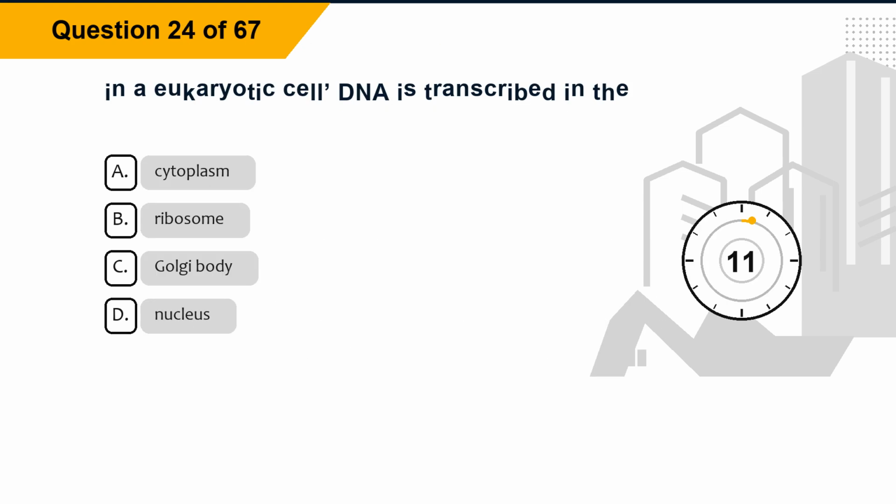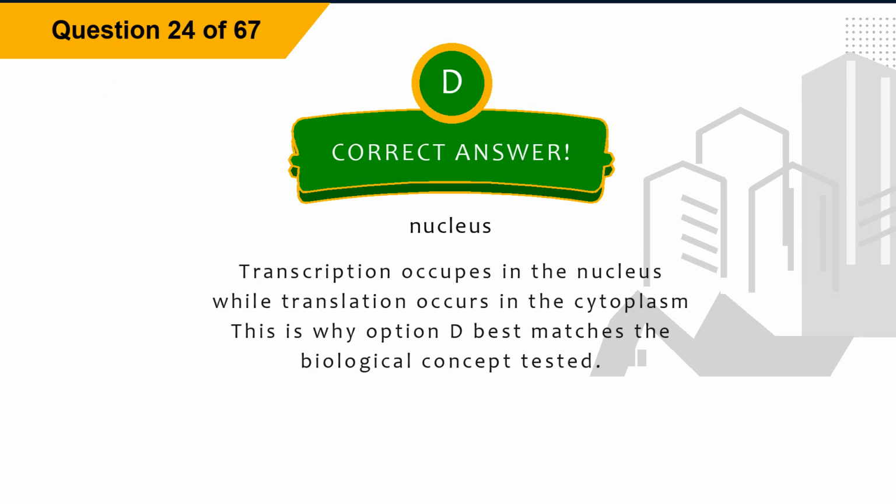Question 24. In a eukaryotic cell, DNA is transcribed in the option A, cytoplasm, option B, ribosome, option C, Golgi body, option D, nucleus. The correct answer is option D, nucleus.